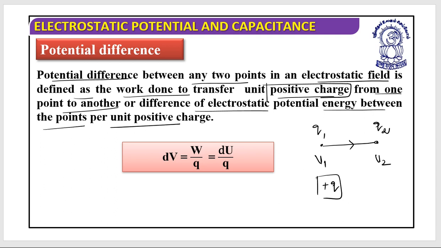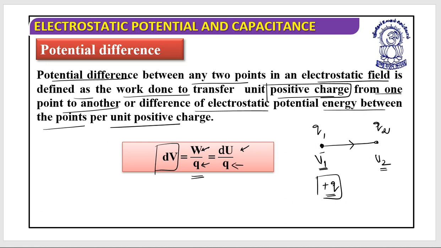So what we can say is that if you want to transfer this plus Q charge from location V1 to location V2, then it will not happen by itself. I need to apply certain work on it. So whatever work I need to do to transfer a unit positive charge from Q1 charge to Q2 charge, that work done divided by that unit positive charge is the potential difference. The same thing I can write as the difference in potential energy per unit test charge.